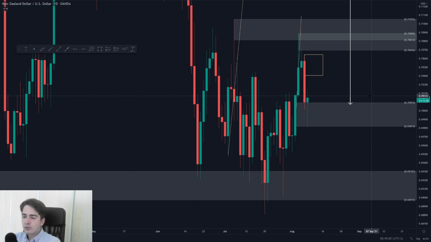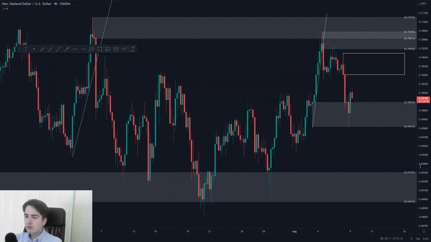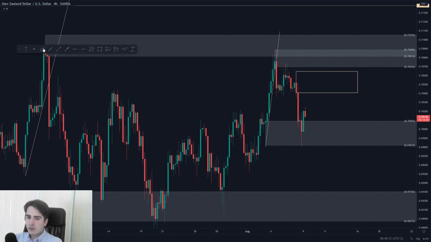There are a lot of confluences kind of like towards both sides. We're seeing longs, but we're also seeing shorts. So in these kind of market conditions, we're just going to have to wait and see what happens, what occurs. But I do think Kiwi dollar is looking good to drop further once we reach this zone over here.